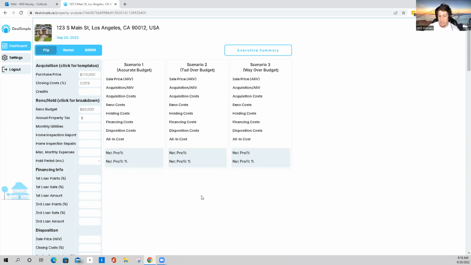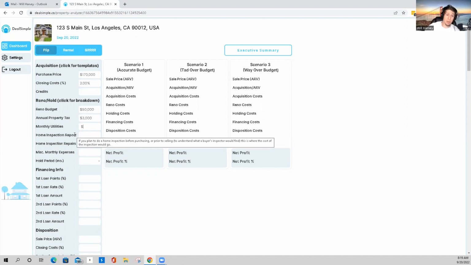The annual property tax on this property was about $3,000 a year. Now, to find what this actually would be, you would go to whatever county the property is located in. Usually, they have a real estate database where they have all this information. You can get it down to the penny, what the annual taxes are.